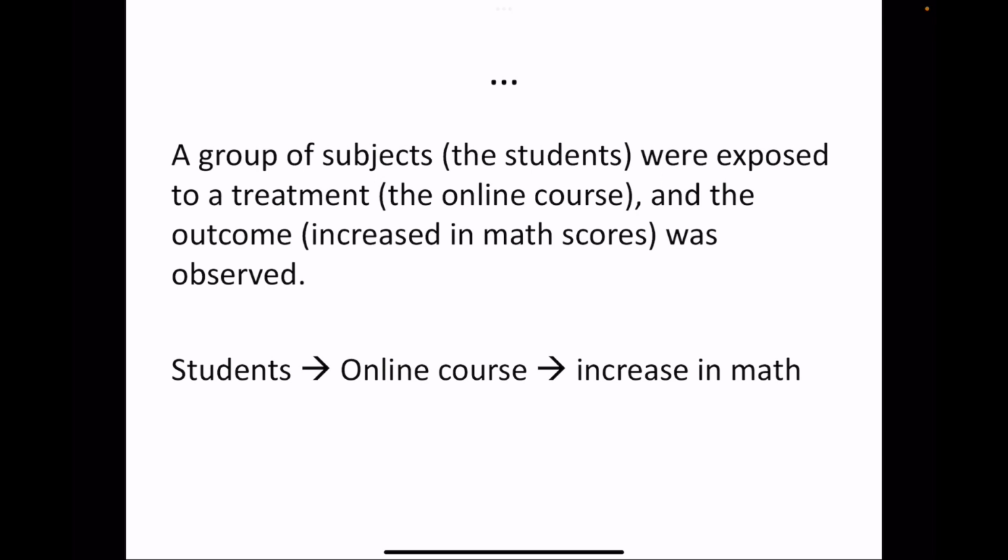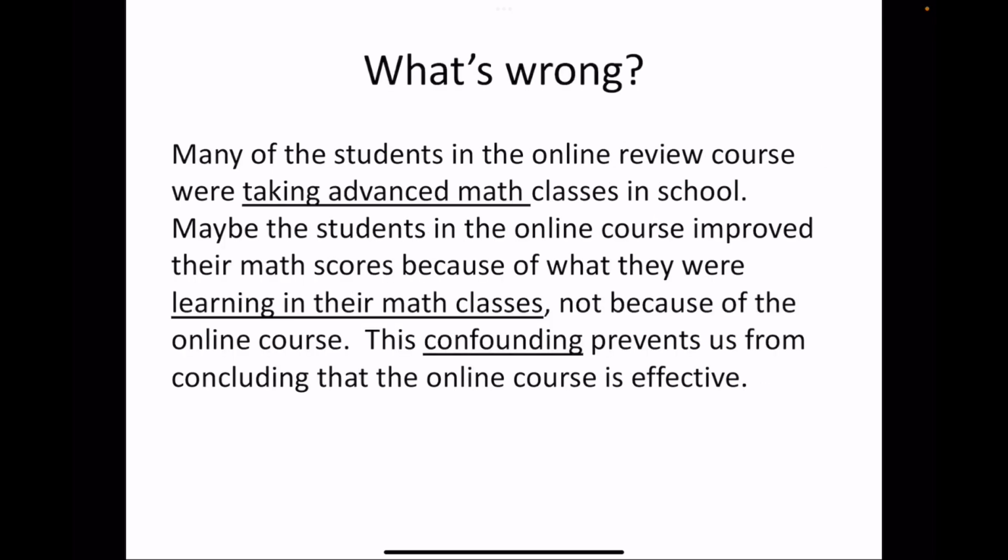Well, if you think about it, here's the design, right? We're taking students, we're sending them through an online course, and voila, out the backside, they've increased in their math scores. But the question you've got to think to yourself is, is there any other way that the increase in math scores could have happened? Here's one plausible idea: let's say these students were taking an advanced math class. Let's say they were taking pre-calculus or algebra 2 or integrated 3 or whatever.